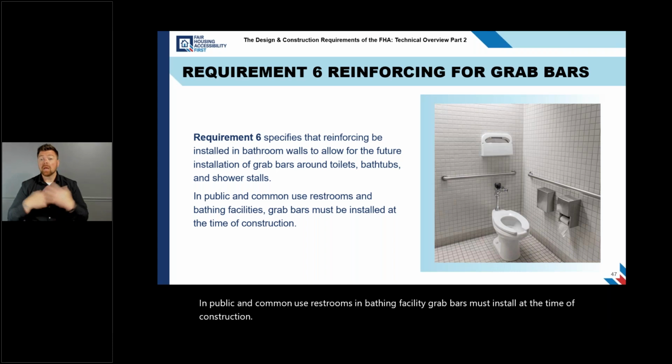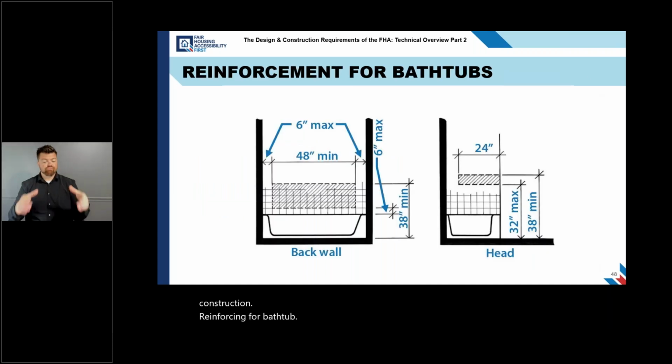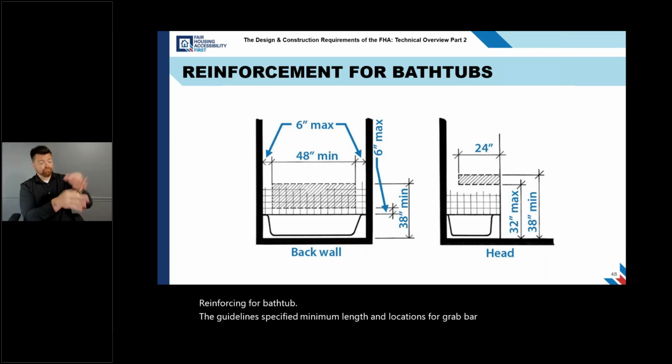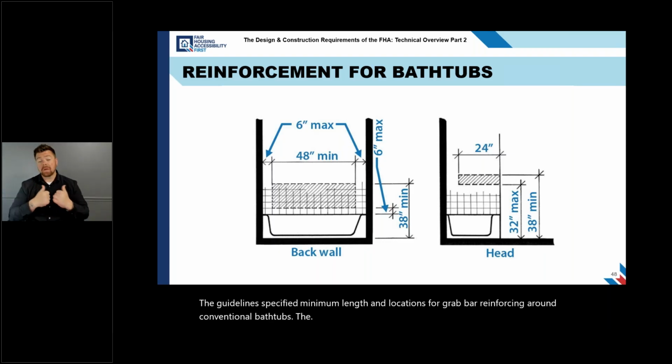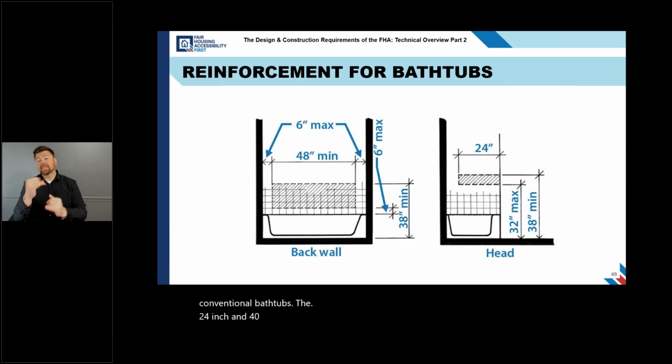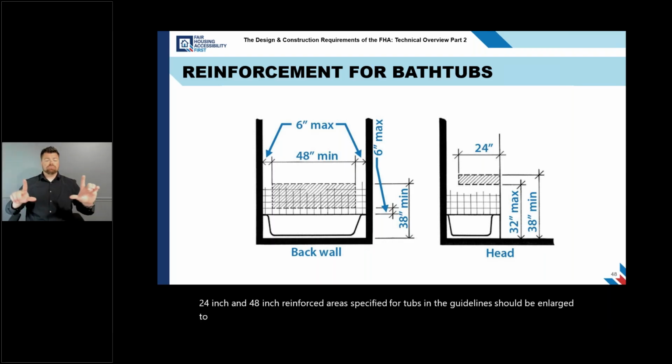Reinforcing for bathtubs. The guidelines specify minimum lengths and locations for grab bar reinforcing around conventional bathtubs. The 24-inch and 48-inch reinforced areas specified for tubs in the guidelines should be enlarged to provide full support for mounting plates and horizontal grab bars.